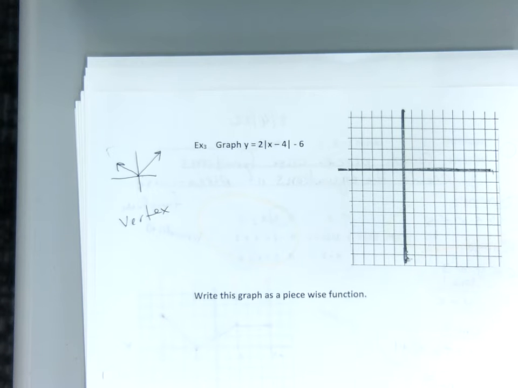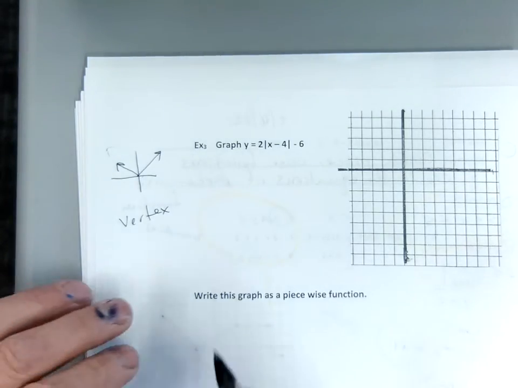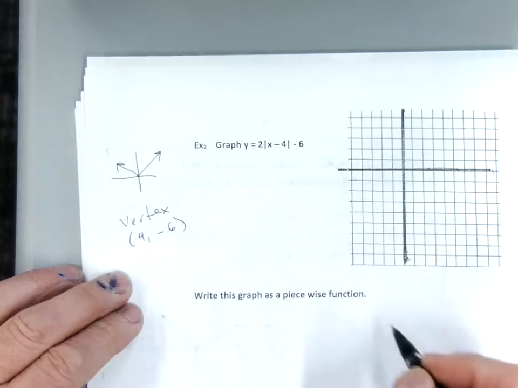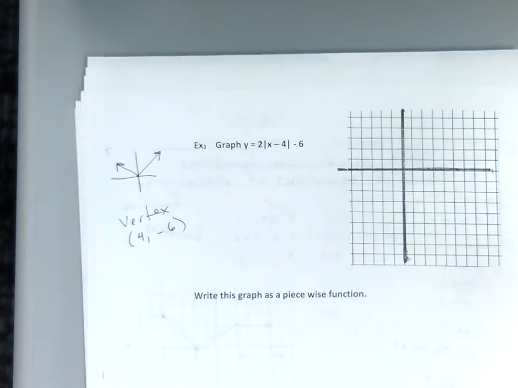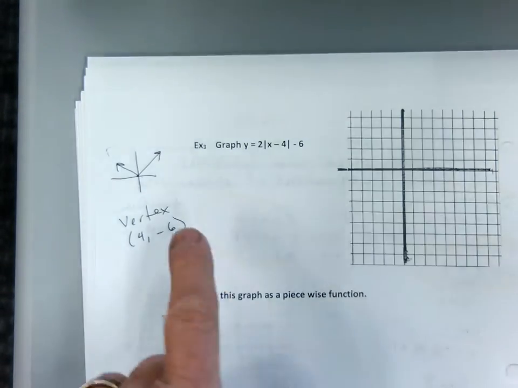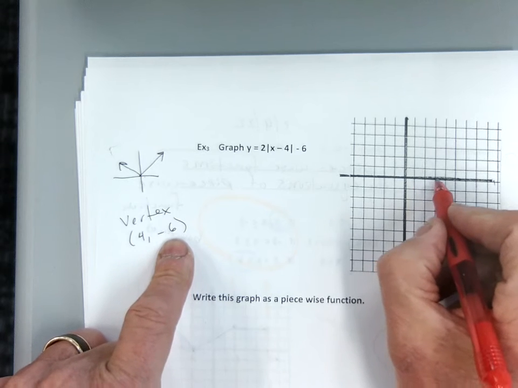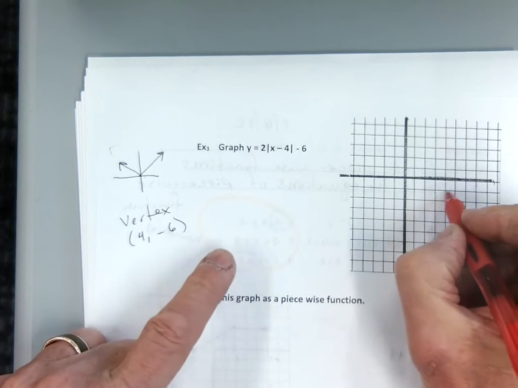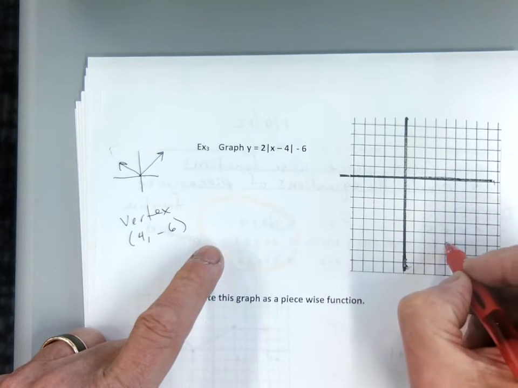It's a horizontal movement. So we're going to put our vertex at positive 4, negative 6. Okay, so I'm going to do that. Let me get my red pen out. 1, 2, 3, 4. 1, 2, 3, 4. And 1, 2, 3, 4, 5, 6. Okay?